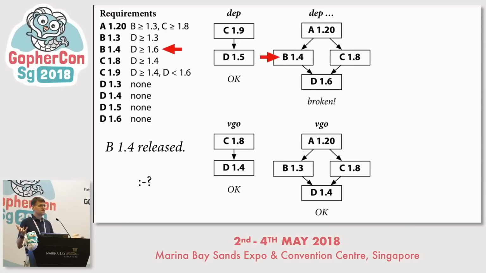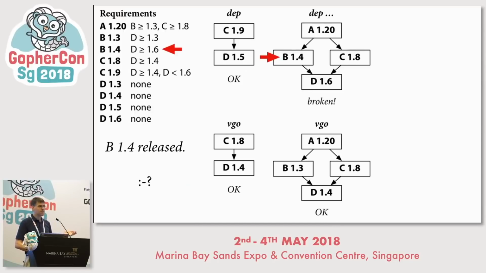Vigo builds are still unaffected, thanks to repeatability, but surprise, DEP builds of A pick up B14 automatically, and now they're broken again. What happened? It turns out DEP prefers to build A using the latest B and the latest C. But that's not possible. In this case, they don't agree on an acceptable version of D. The latest B wants D16, and the latest C wants D before 16.